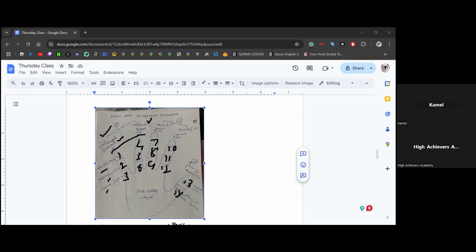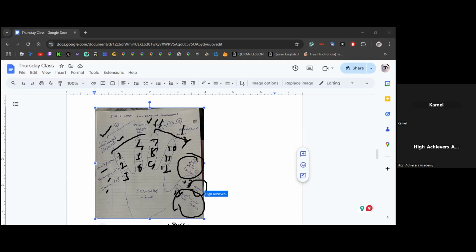From 7 to 12, the first finger is hazir and the second finger is also hazir. Means the first two fingers are hazir, and this one is male and this one is female. The first finger is always male, the second finger is female. The first two are ghaib, the second two are hazir, and this one is mutakallim. Now 13: the first one is wahid. You explained this to me, right? First one is wahid, and the 14th word is tasniya and jama.